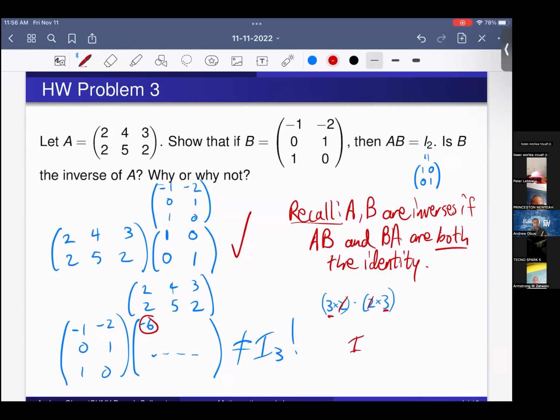And remember, the identity here is equal to 1, 0, 0, 0, 1, 0, 0, 0, 1. Right? So the fact that I get a -6 here means that I'm already not getting the identity. Okay? And that means that these matrices are not inverses, because if you multiply them in the other order, you don't get the identity. So the matrices are going to be not inverses.